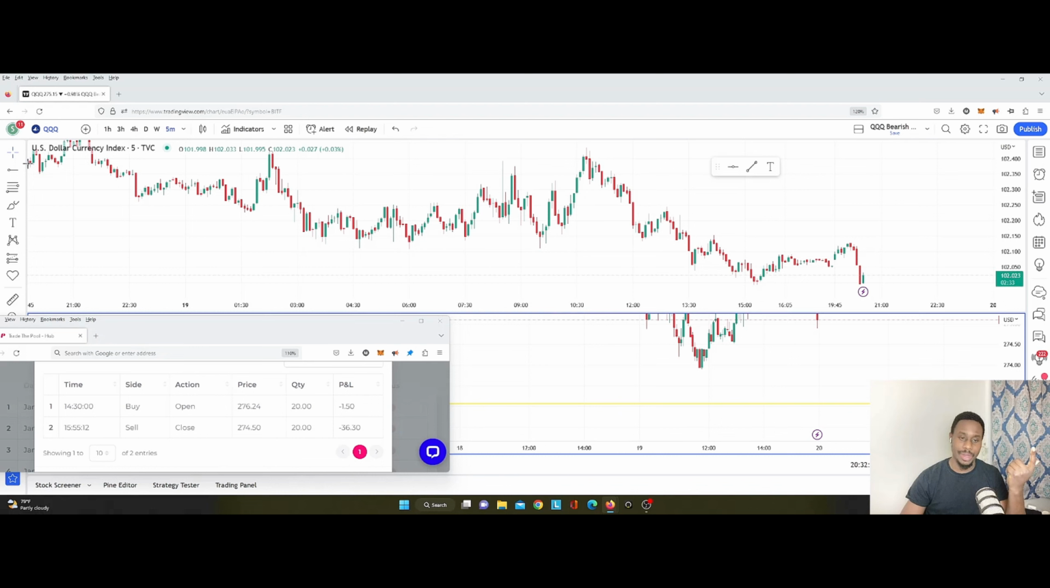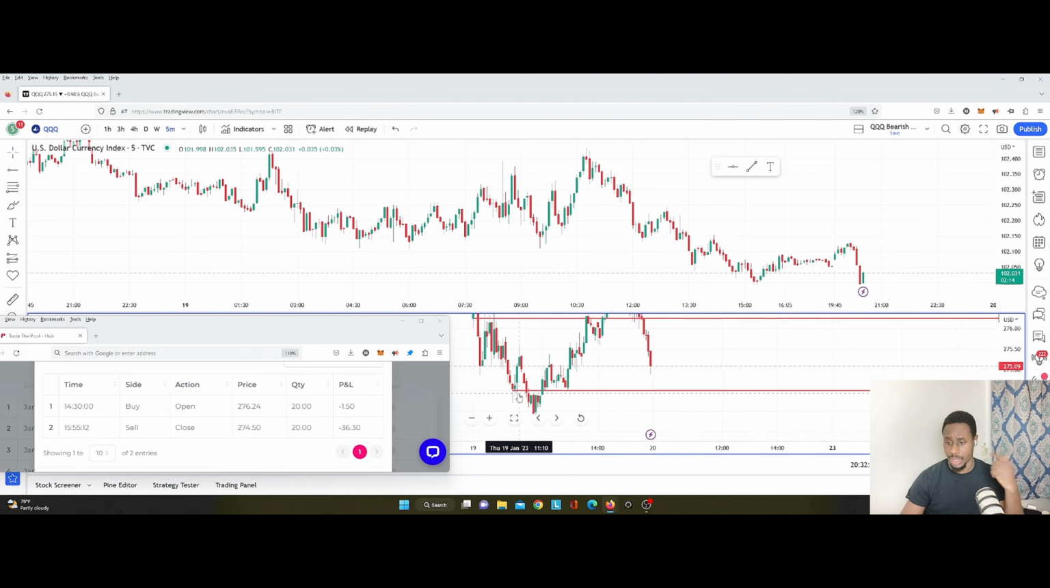Honestly, my stop loss was a bit too wide. It wasn't to my strategy, so I didn't like that trade at all. So at 10:55, I got closed out at 27450, right? So right here is where I got closed out of the trade at my stop loss.